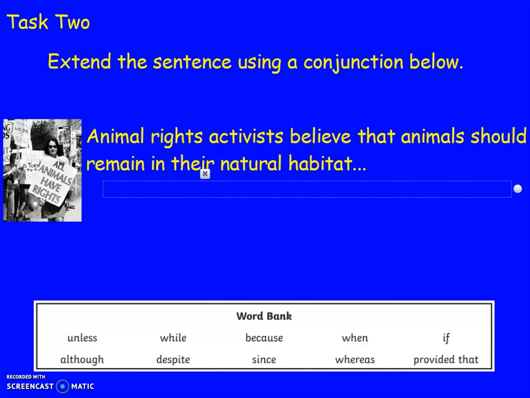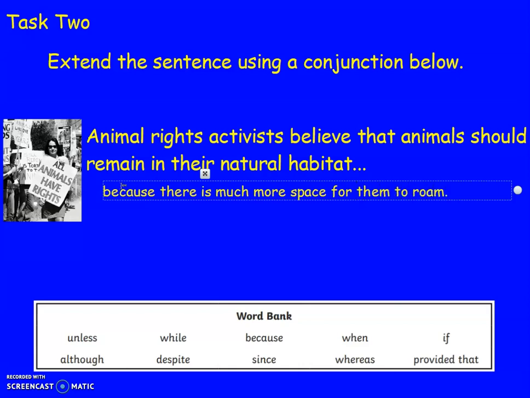Okay, so let's take a look at what we've got. "Animal rights activists believe that animals should remain in their natural habitat." I'm going to choose because. Because. So how can I finish this sentence? "Animal rights activists believe that animals should remain in their natural habitat because there is much more space for them to roam." Okay, that means to explore and look around.